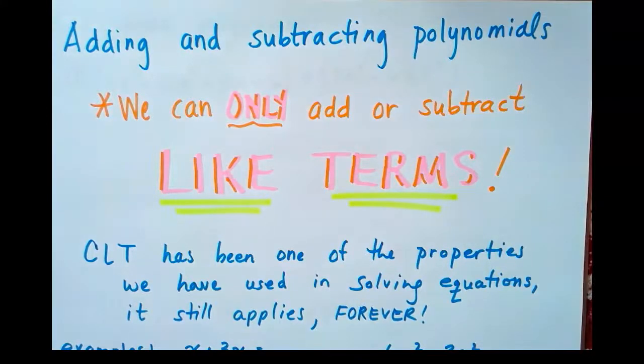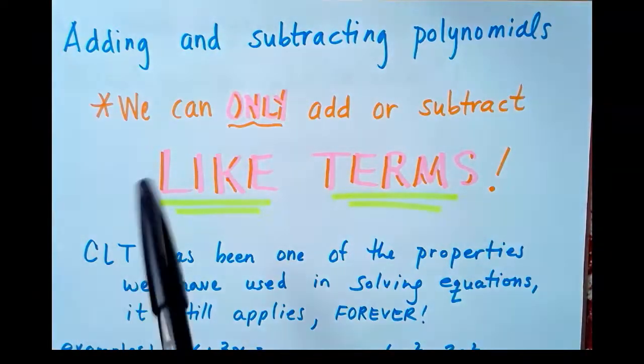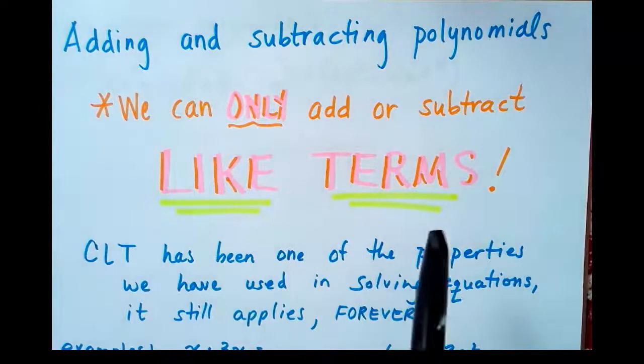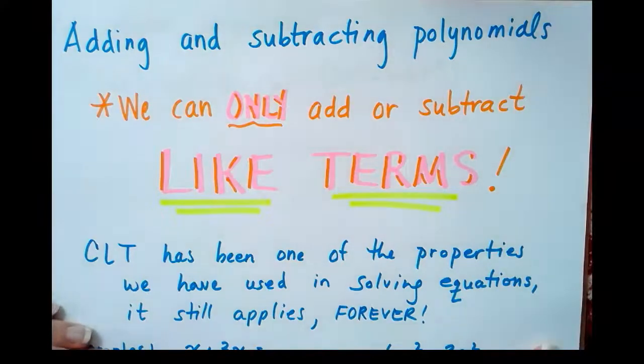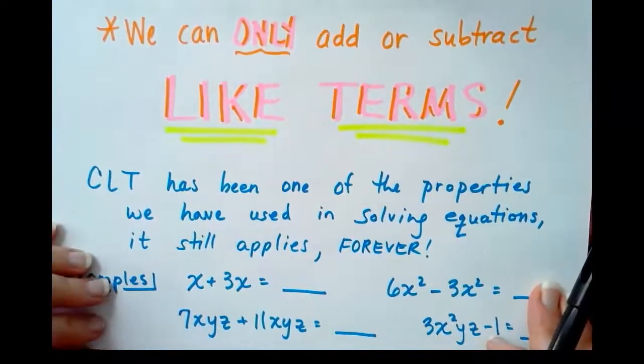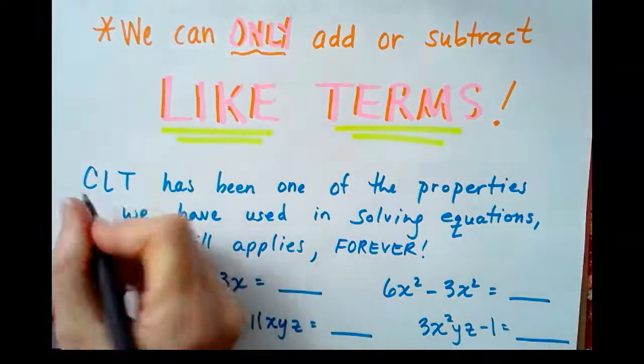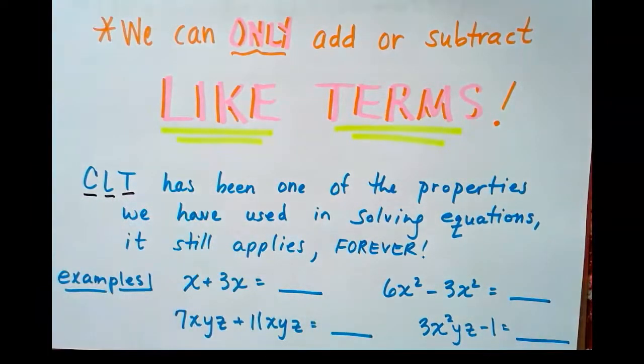So we're moving on with our investigation of polynomials, and we're going to be adding and subtracting polynomials in this video. Remember, we can only add or subtract like terms. So that's the most critical thing, and that's why it's highlighted and underlined. We can only add or subtract like terms when we're adding and subtracting polynomials. Now, we've been combining like terms, better known as CLT. We've been doing that since the very beginning of Algebra 1 and when we were solving equations.